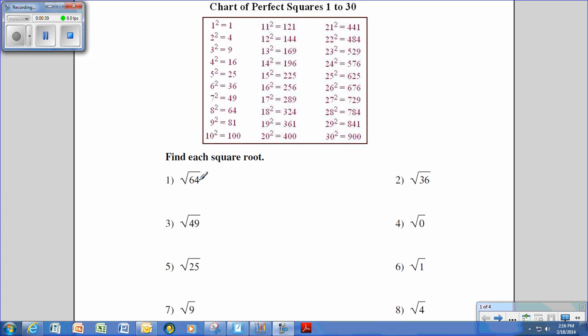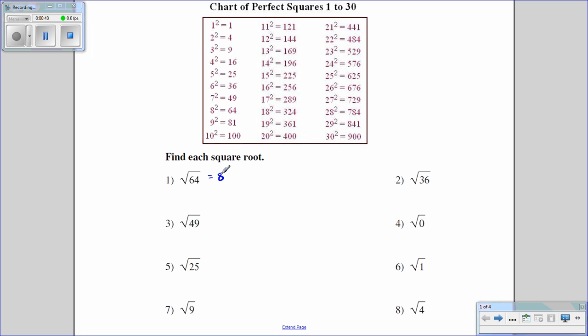So the square root of 64, 64 is right here. And the square root of 64 will take us back to what number was squared to get 64. So that's 8. Number 2, the square root of 36. 36, the square root of that is 6, because 6 squared was 36.